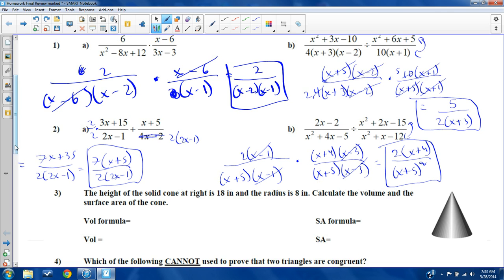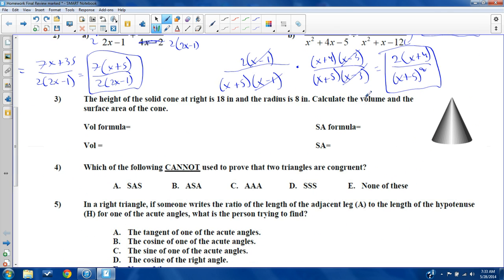Okay, now getting into the geometry. Number 3. The height of a solid cone at right is 18 inches. So going from here down to the middle is 18. And notice how I'm going pretty quickly here. I have no time to stop and talk. Radius is 8. Radius down here is 8. Calculate the volume and surface area.